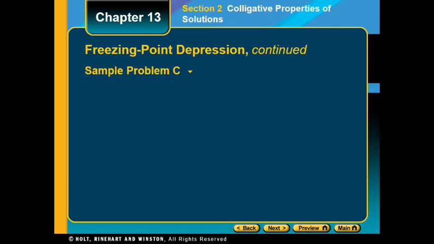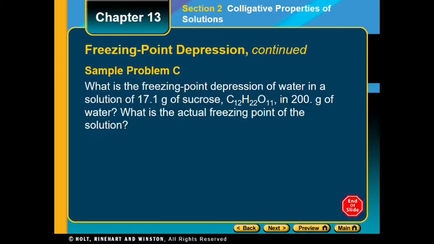So here's an example problem. Again, in your notes, you're writing down the examples and showing all the work to solve for them. What is the freezing point depression of water in a solution of 17.1 grams of sucrose? They gave you the formula for sucrose and 200 grams of water. And then it wants to know what is the actual freezing point of the solution.